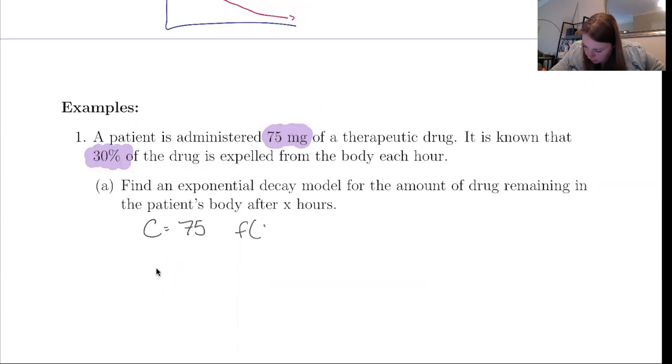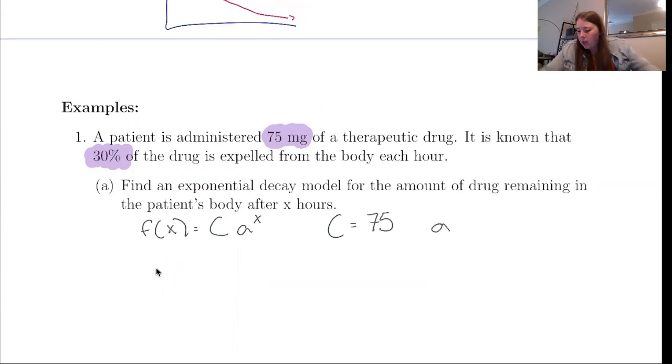Great. Let's write down our function. C is 75. Okay. And we're looking for A. We're given a rate though. So we know that A is going to be R plus 1. And remember the difference between decay rate and decay factor, or just rate and factor. If you think of the word factor, A is before the R. Think about the word rate, R is before A. So that's how you can keep them up.